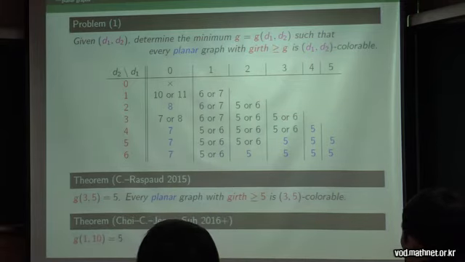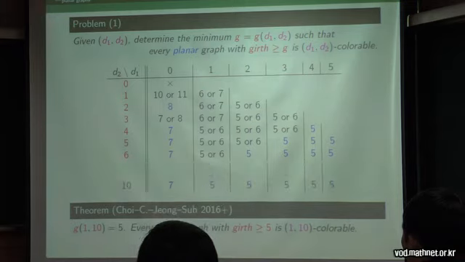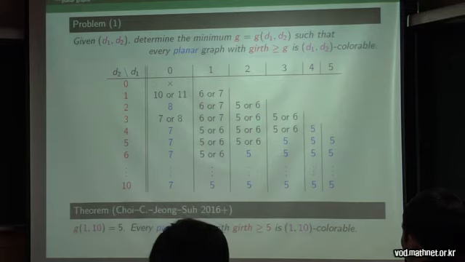So we answered the question of Montassier and Ochem, right? We said g(1,10) is 5. So this says if you give me a planar graph with girth 5, then it's (1,10)-colorable, right? So now this table looks like this. We know that there exists some value here that's 5, and everything below is also 5. So what this is saying is now there are only finitely many values of this table left to be determined.